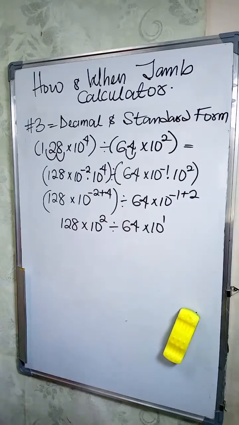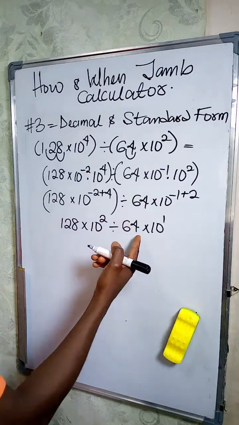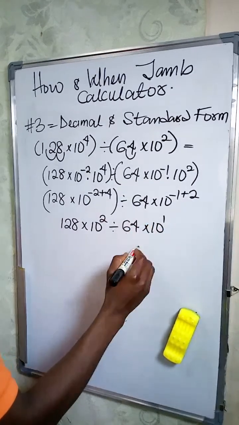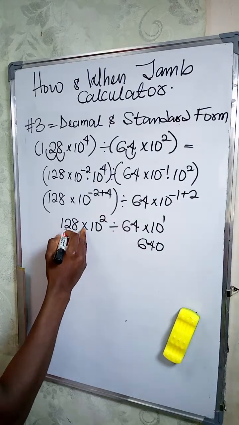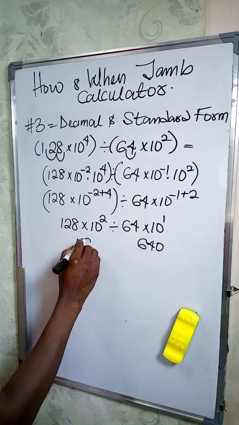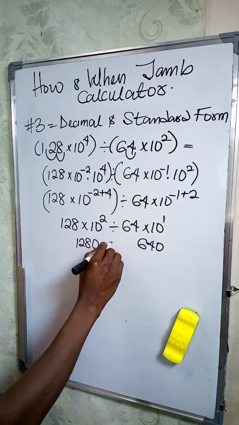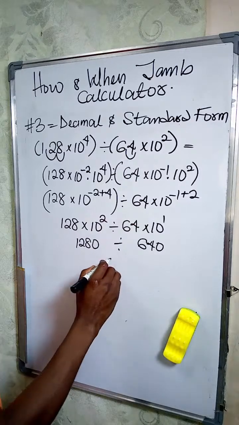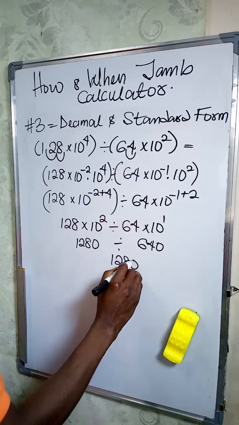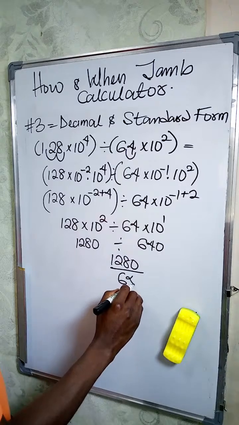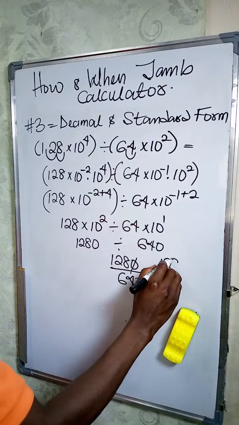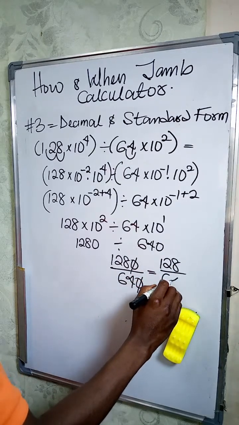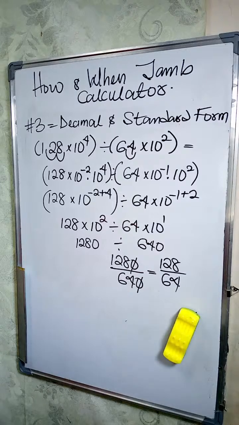So this one now tell me say the 0 wey dey after 4 na just 1, so we will get this one as 640. The 0 wey dey after 8 na 2, so we will get this one as 128 wetin 0. These two dey divide, so we will get 1280 divided by 640. 0 will cut 0, so we will get 128 divided by 64. So if you divide this one, wetin you go get? Make you divide am very well.